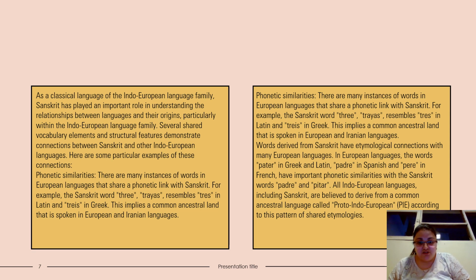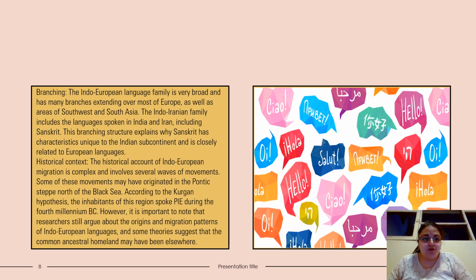All Indo-European languages, including Sanskrit, are believed to derive from a common ancestral language called Proto-Indo-European, PIE, according to this pattern of shared etymologies. Branching. The Indo-European language family is very broad and has many branches extending over most of Europe as well as areas of Southwest and South Asia. The Indo-Iranian family includes the languages spoken in India and Iran, including Sanskrit. This branching structure explains why Sanskrit has characteristics unique to the Indian subcontinent and is closely related to European languages.